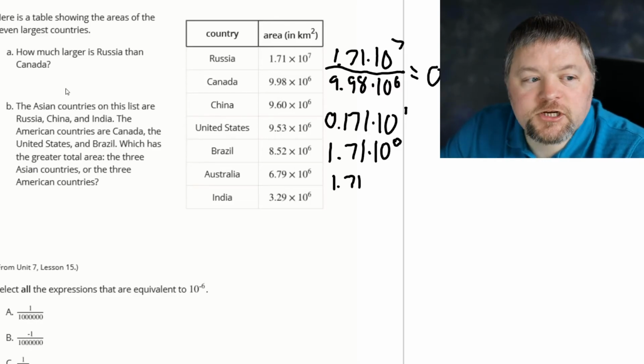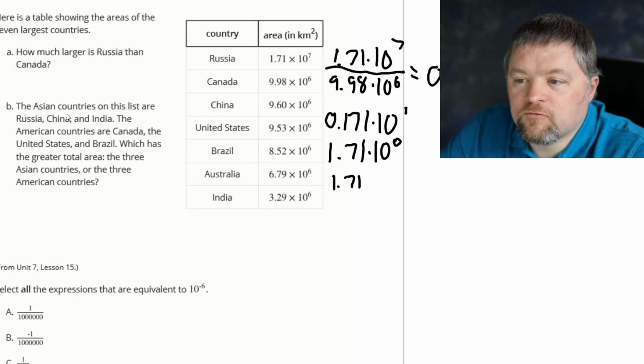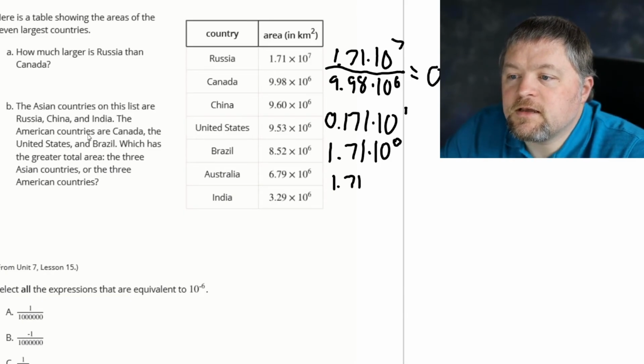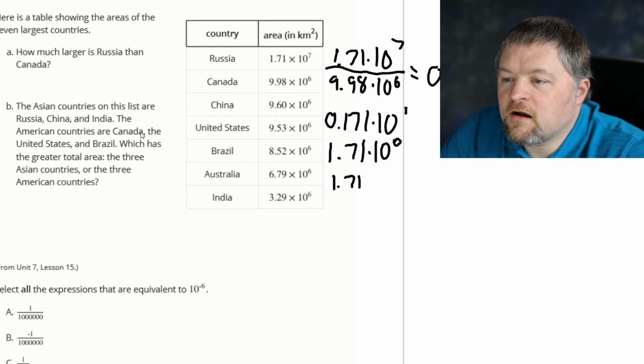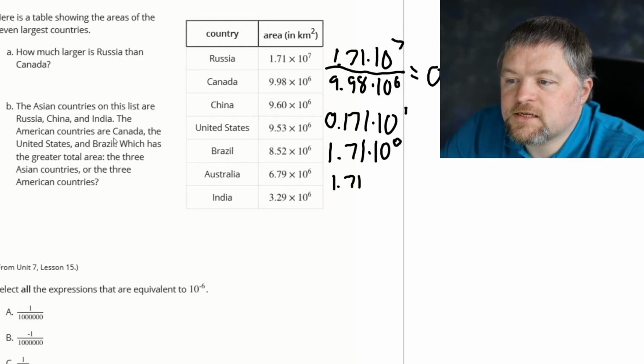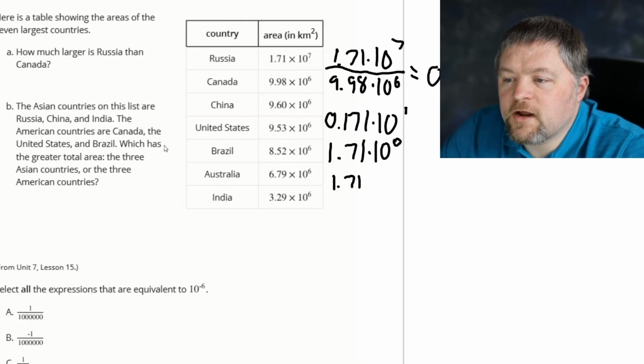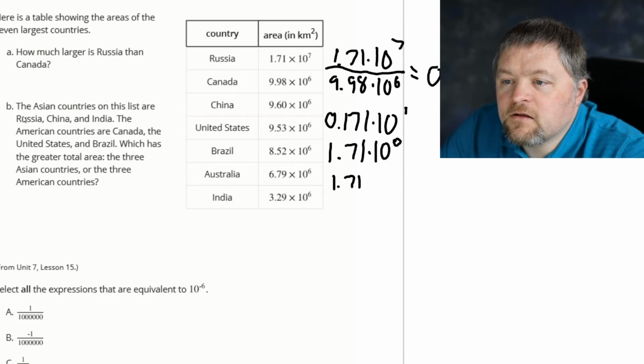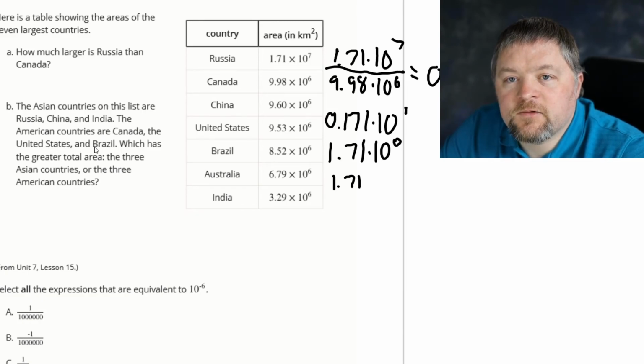The Asian countries on the list are Russia, China, and India. The American countries are Canada, the US, and Brazil. Which has a greater total area, the 3 Asian countries or the 3 American countries? So we now have to add Russia, China, and India, and we have to add Canada, the United States, and Brazil.